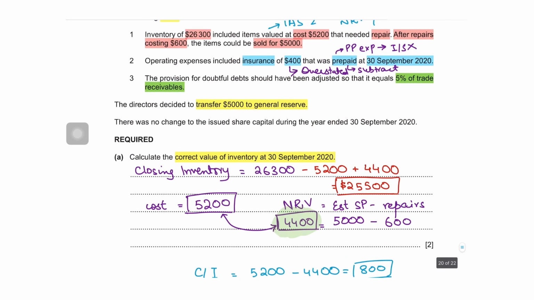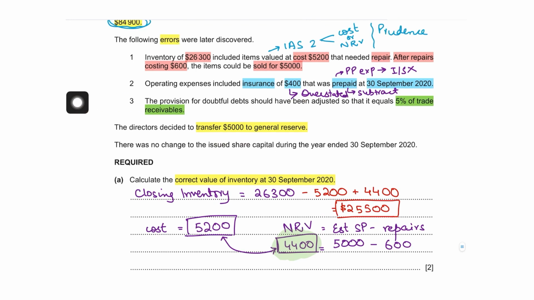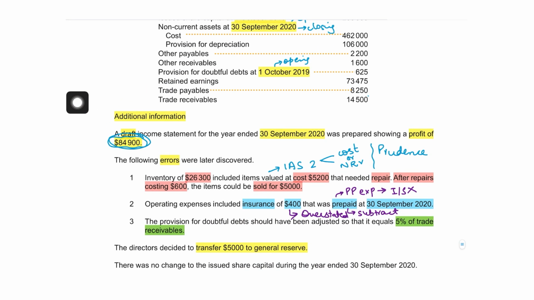Now the last error is that we haven't taken into account the provision for doubtful debts, which should be 5% of trade receivables. So my trade receivables currently are 14,500. Apply 5% to it, that will be 725. Now this is the closing figure, this is the carried down, this goes in the SOFP, not in the income statement. What goes in the income statement is the difference between opening and closing figure, and the difference is $100. Opening is 625, closing is 725. So this is increasing. An increase of 100 in the provision for doubtful debts is an expense. It should become part of the current year's expenses.